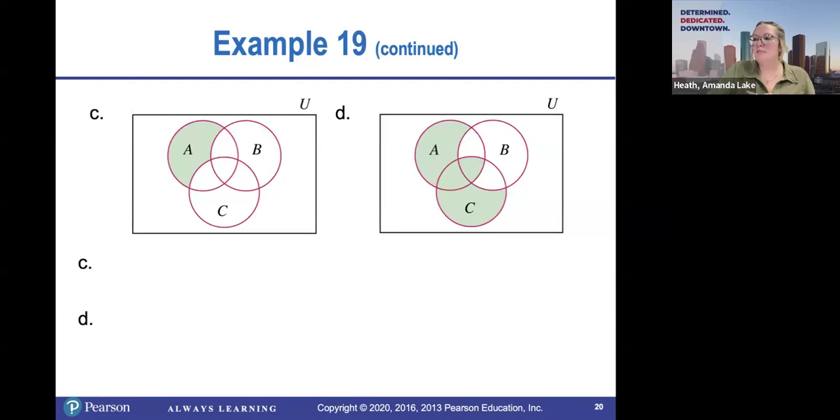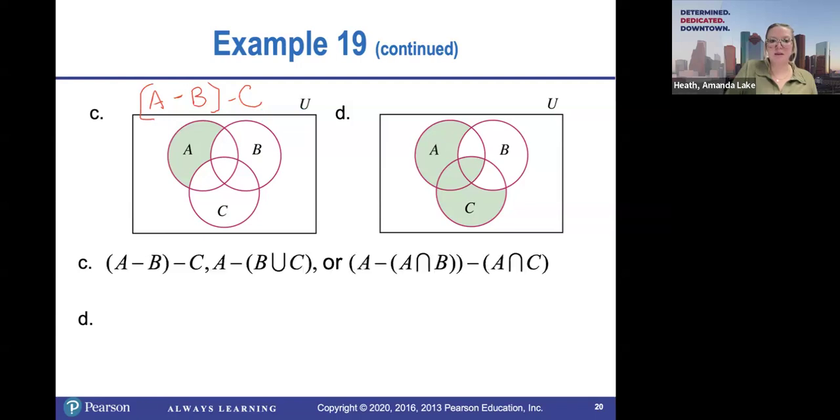Again, more examples here. I could have the set A difference with B and then take out C here would be one way to do this. They also say that I could have the difference between A and the union of B and C, or the difference with A intersect B and then the difference of A intersect C.